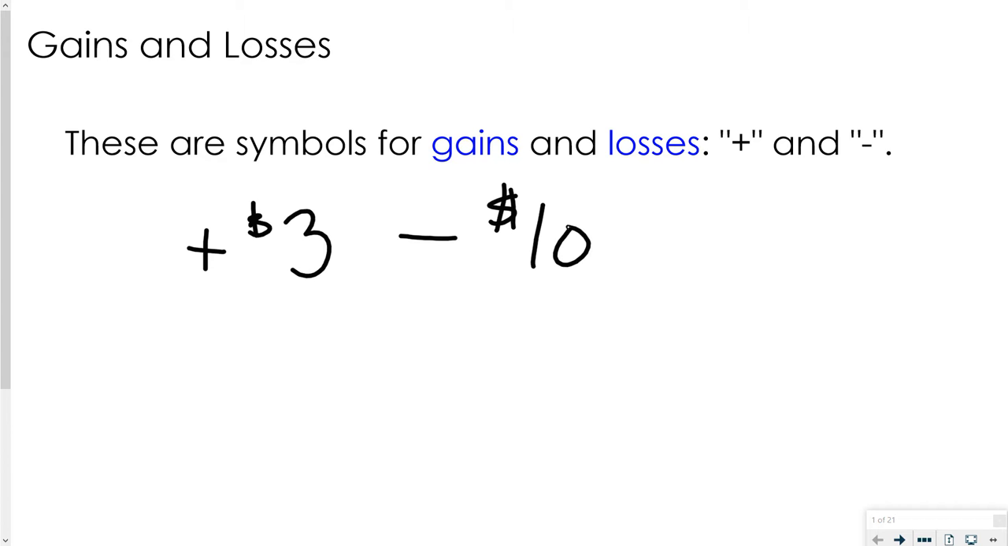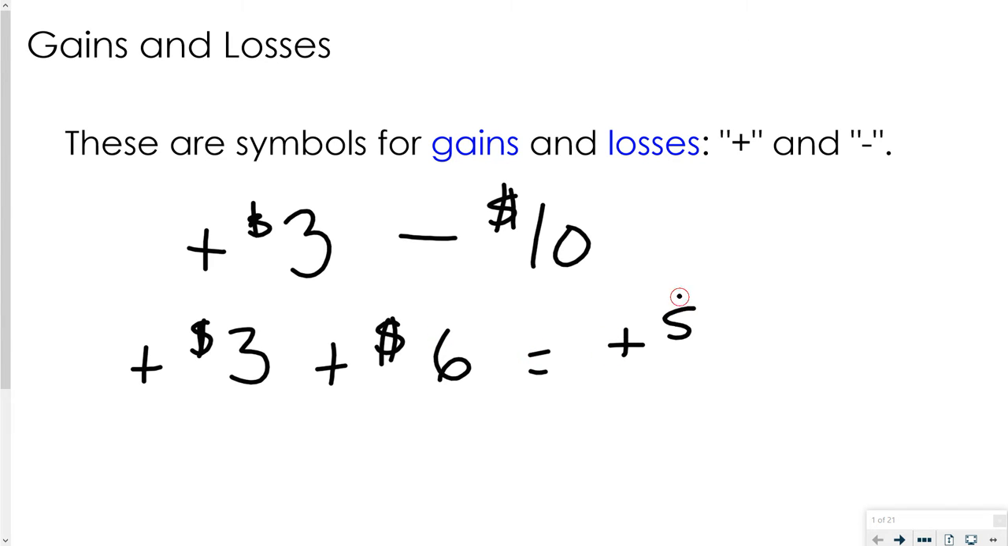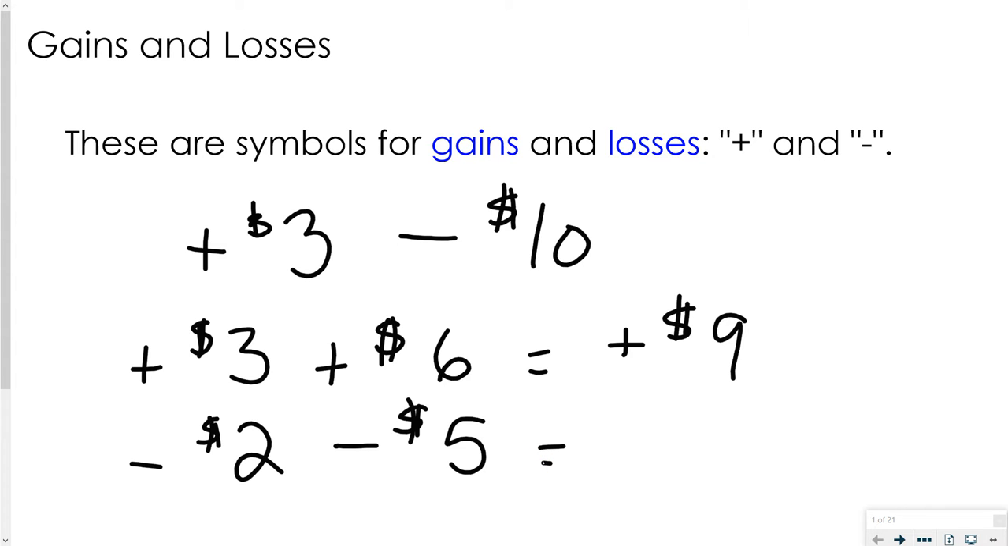Okay. Now you can combine gains and you can combine losses. So if I gained $3 and then I gained another $6, I would have a total gain of $9, right? And then if I lost $2 and then lost another $5, I was very unlucky that week, I would have a loss of $7. Okay, does that make sense? So we use plus signs to show a gain, which usually means an increase, and we use the minus sign or subtract sign to show a loss, which usually means a decrease.